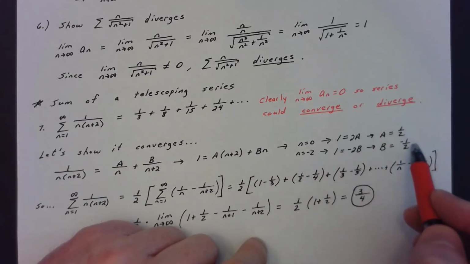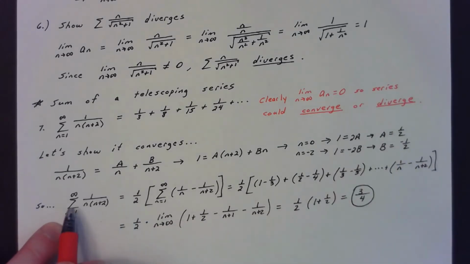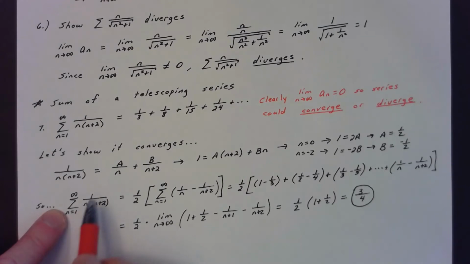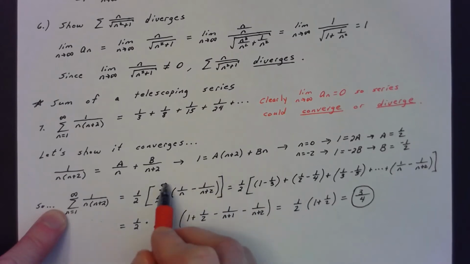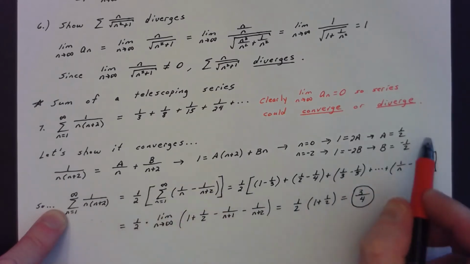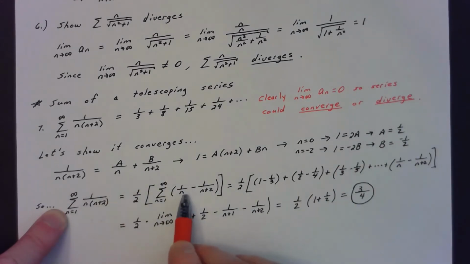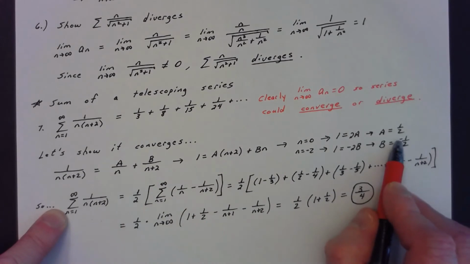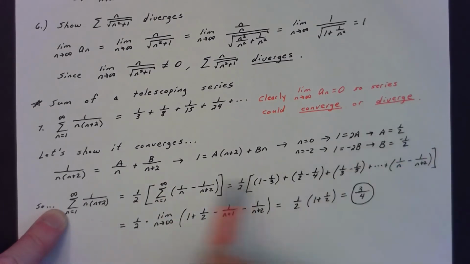Now I know what A and B are both equal to, so I'm going to come down here and say, well then this original series that I was dealing with, I know I can call it 1/2 times the series where, if I factor out a 1/2, then A over n is just going to be 1 over n, and then I need to subtract because B was negative, but I factored the 1/2 out, so you just have minus 1 over n plus 2 here.